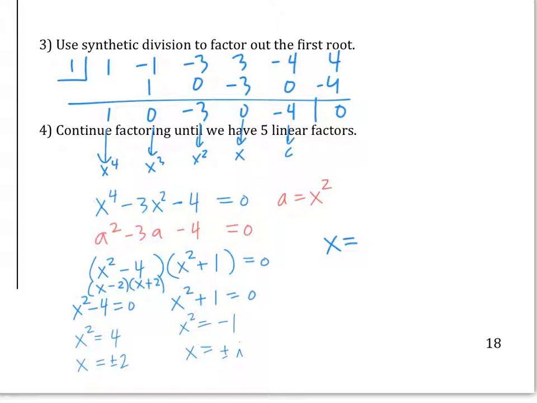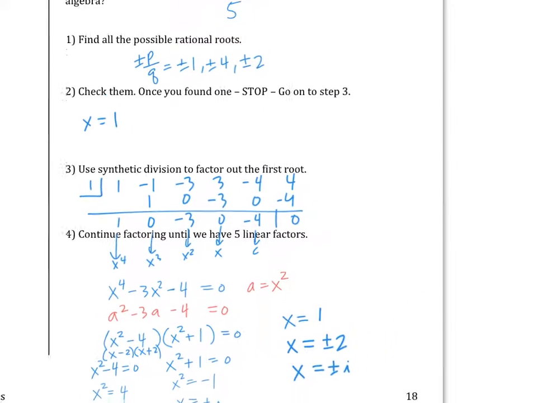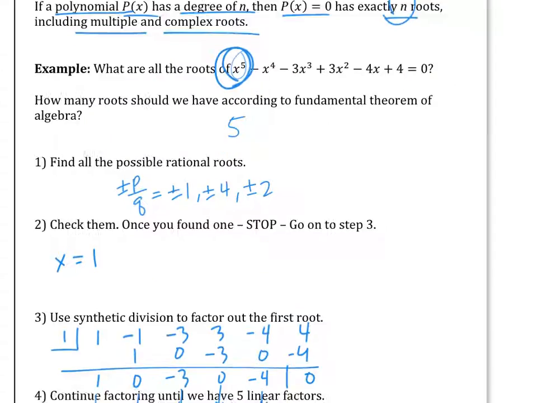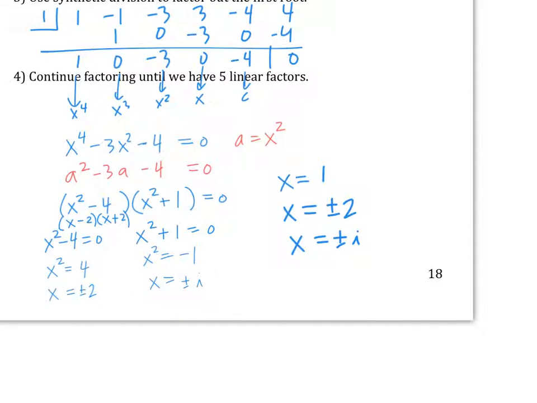1 from the synthetic, okay? The number that I used to check synthetic division, that is my first root. And then I got plus minus 2, and then I got plus minus i. How many roots am I supposed to get? 5, because the highest degree is 5. Did I get 5? Yes, so I'm done.